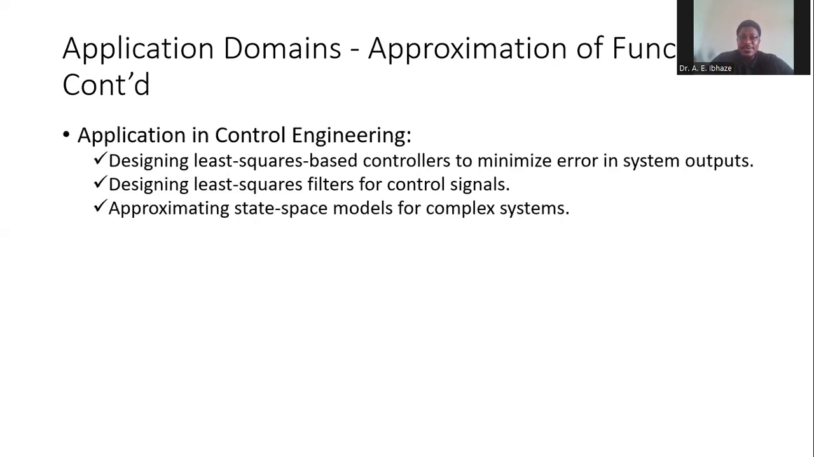That is to design the Chebyshev filters for analog and digital circuits, for instance, and also approximating diode and transistor characteristics. And in control engineering, the approximation of functions are used for designing least squares based controllers to minimize errors in the system's output, and also for designing least squares filters for control signals, and approximating space models for complex systems.